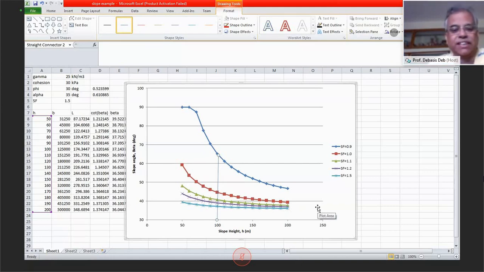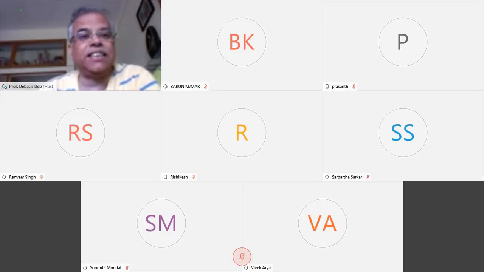If you go even in depth with safety factor 1.5, the ultimate pit angle will be about 37 degrees for this. Okay. If we are considering a planar joint condition, this is the underlying thing here. Okay, that is this problem.